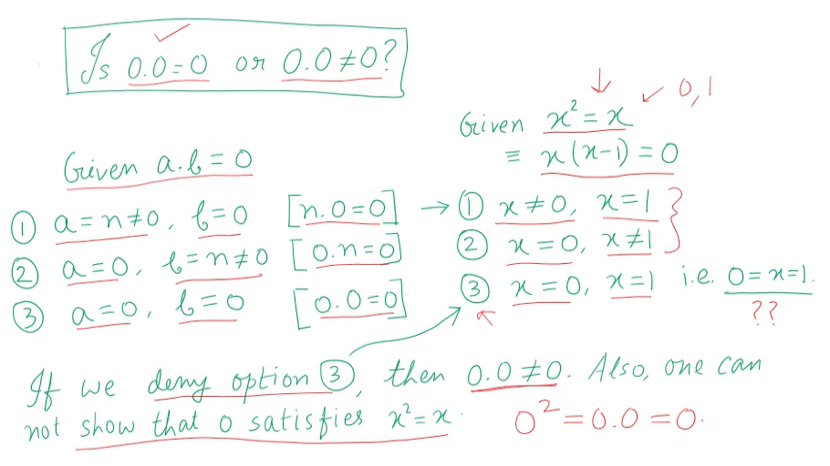Okay, so this is a logical conflict which underlies this case that I discussed, and this is why I began with this question of whether 0 into 0 equals 0 or not.